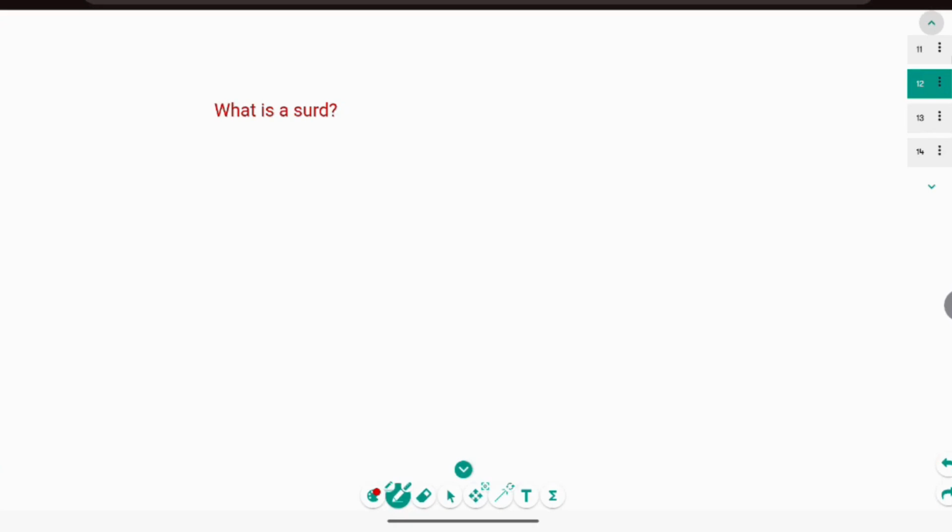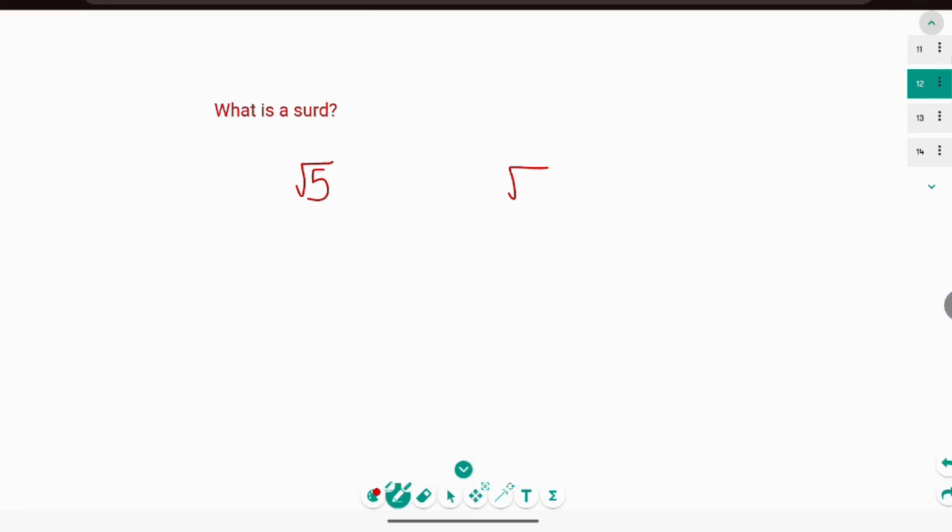Okay, so a Surd is an irrational number expressed using a root. So square root of 5. Let's say we did type this into your calculator. Square root of 5 is 2.236067977. That number goes on infinitely. So root 5 is a surd.